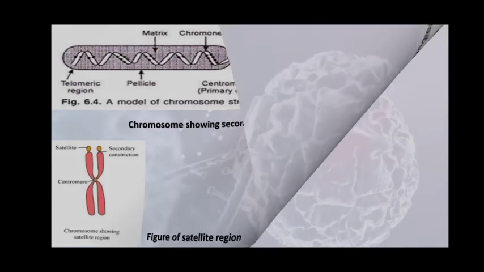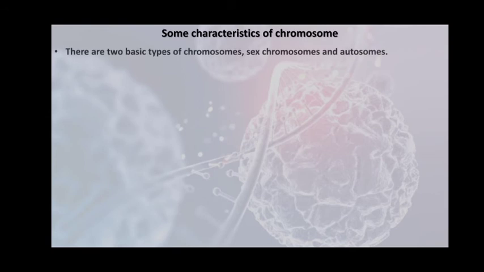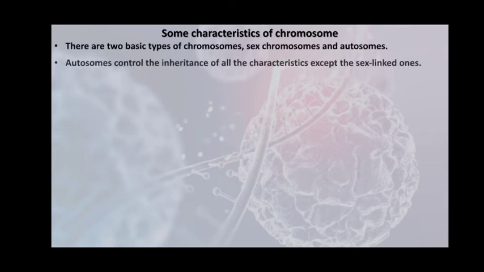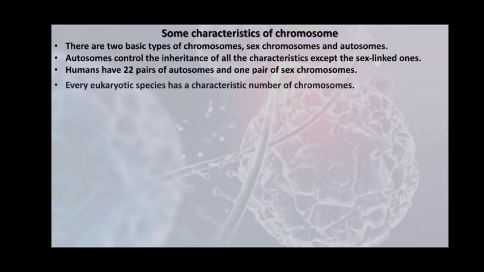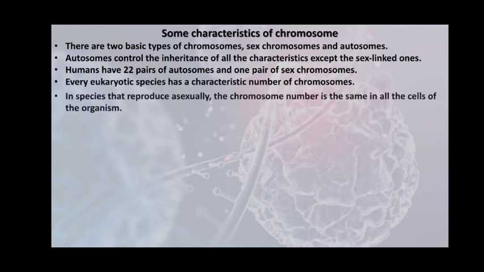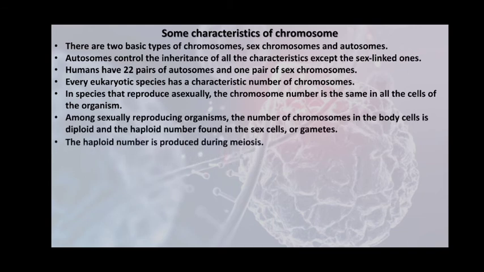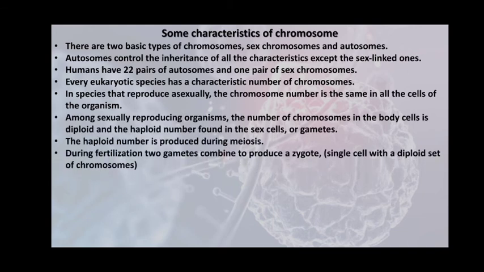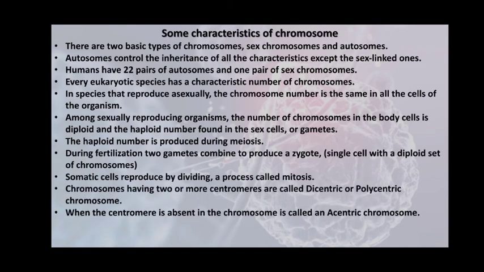Now we are going to discuss some characteristics of chromosome. There are two types of chromosome, sex chromosome and autosomes. Autosomes control the inheritance of all the characteristics except the sex-linked ones, which are controlled by the sex chromosome. Humans have 22 pairs of autosomes and 1 pair of sex chromosomes.